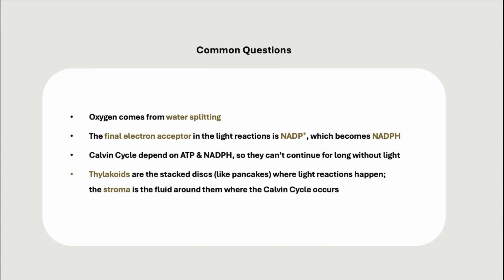And even though the Calvin cycle is called light-independent and doesn't use light directly, it cannot keep running forever in the dark since it needs the ATP and NADPH from the light reactions. And the thylakoids are like little pancake stacks. The reactions happen on their membrane, and the stroma is the fluid space around them where the Calvin cycle occurs.